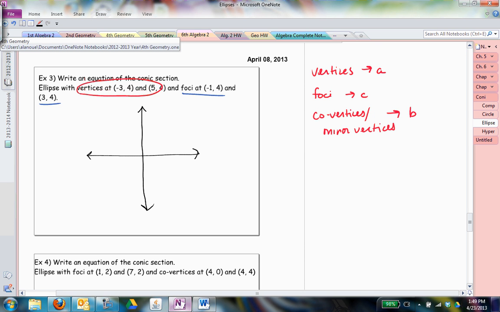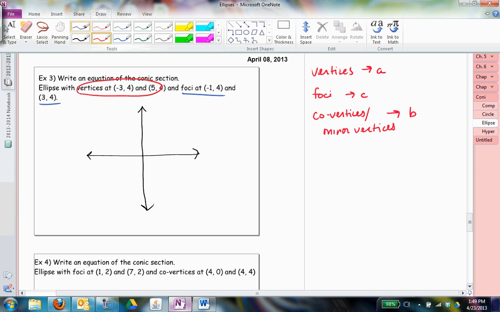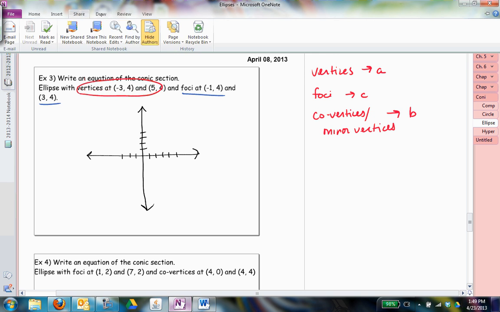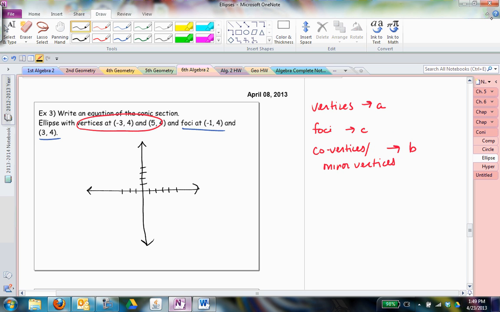Okay, so vertices are at negative 3, 4 and 5, 4. I'm going to go left 1, 2, 3, up 4. So there are the two vertices. The foci are at negative 1, 4 and 3, 4. So that's here, 1, 2, 3, 4. There we go. Okay, so our center is going to be in the exact middle of these points.